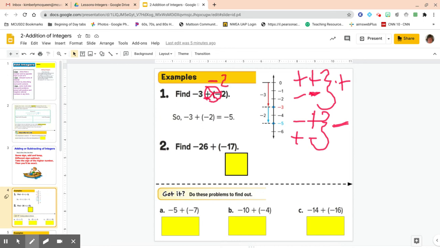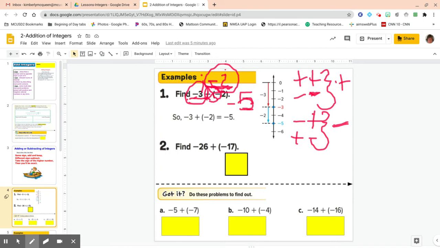So now my problem looks like negative 3 minus 2. Every number has a sign in front of it. Same signs, add and keep. Yes, that's exactly what we're going to do. We have a negative 3 that we are going to put together with a negative 2. We're going to add the numbers, the 3 and the 2, and we get a 5. And then we are going to keep the negative sign. So we are going to add and keep.